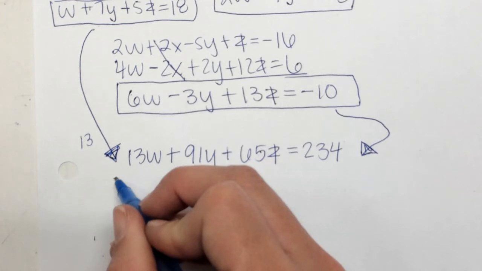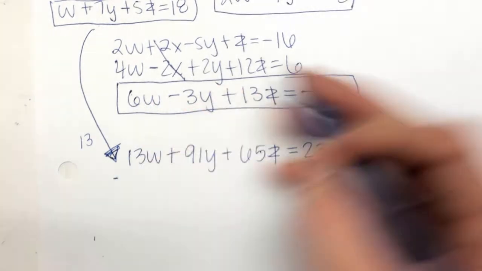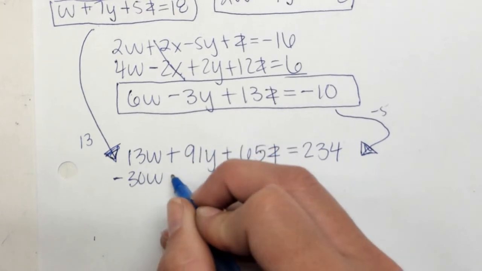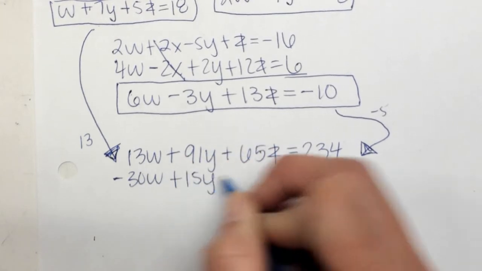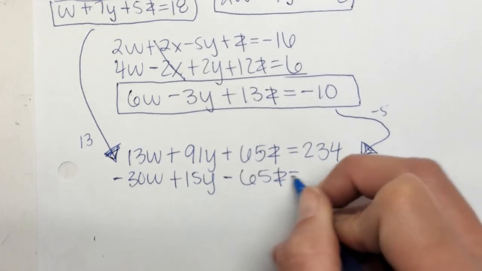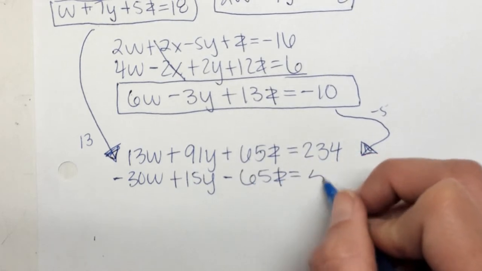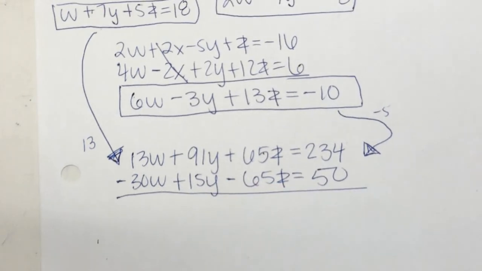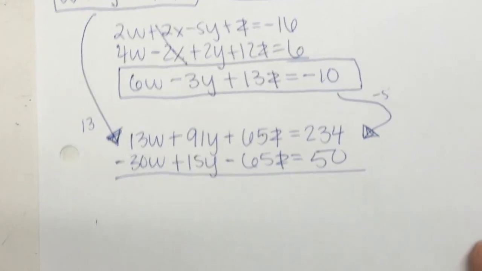30W. Wait, which one? This one? By negative 5. Negative 30. Good. W plus 15y minus 65z equals 50. Good. Okay. Alex, tell me what I'll get when I add these together.